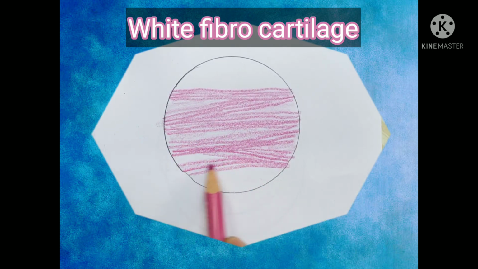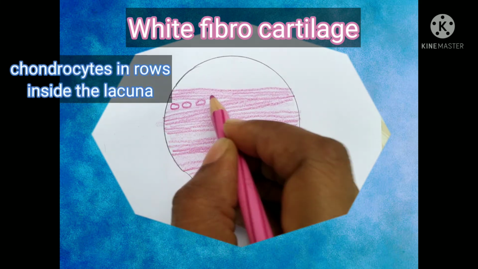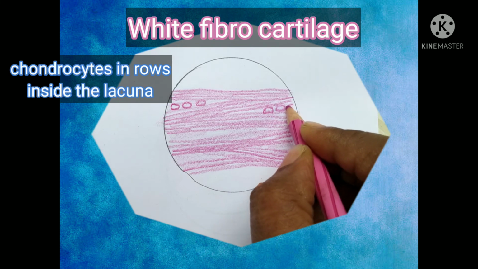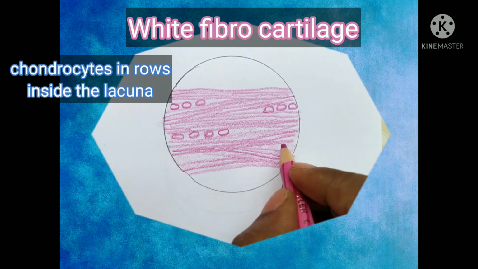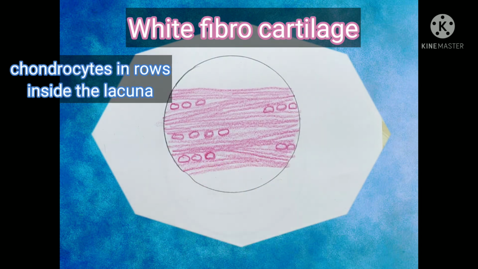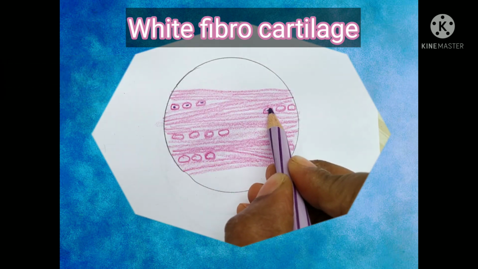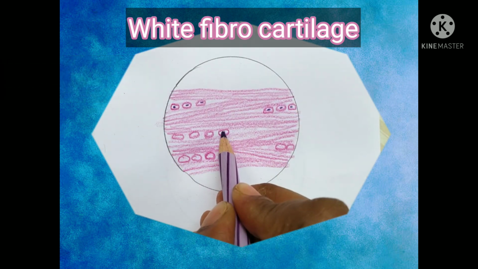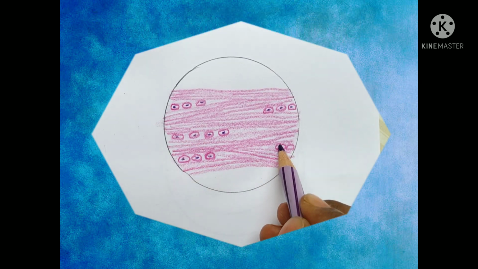Here the bundles of regular connective tissue and the cells will be present in the lacunae in rows amidst the collagen fibers. No perichondrium. That's the main difference here. The chondrocytes are similar to the other cartilages. And it is seen in the intervertebral disc, symphysis pubis and in the labrum, glenoidal labrum.